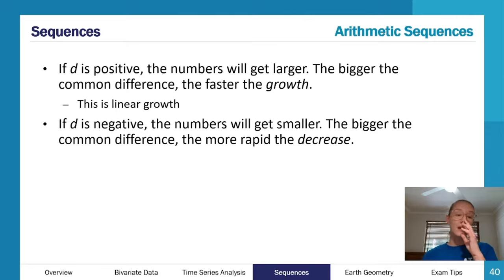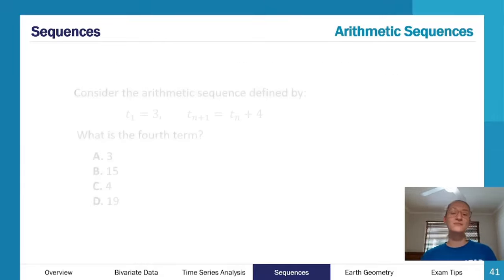On the other hand though, if our common difference is negative, our numbers will get smaller. And again, the bigger the common difference, the more rapid the decrease will be. And that's linear decay. So that's just some more terminology to keep in mind. And just like the general idea that if it's positive, it's going to keep getting bigger, if it's negative, it's going to keep getting smaller.